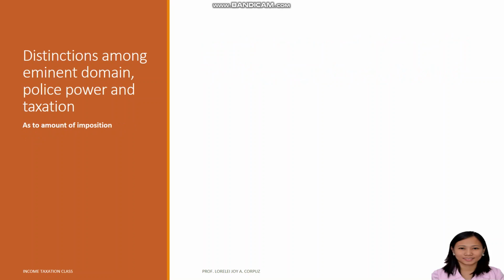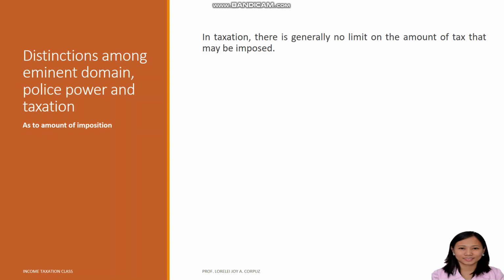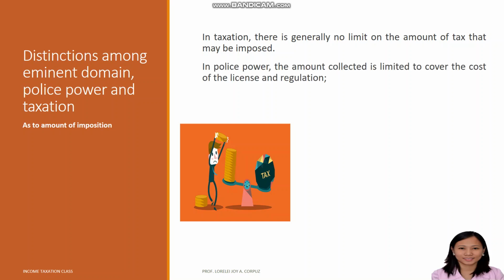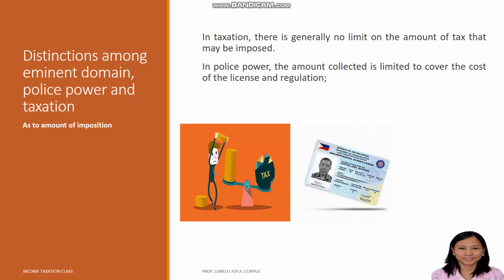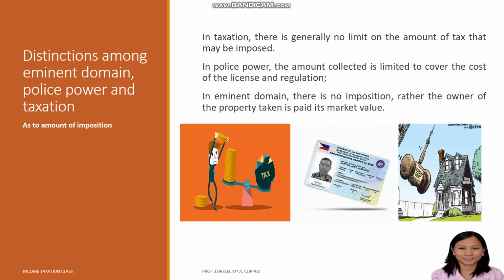Next is the amount of imposition. In taxation, there is generally no limit on the amount of tax that may be imposed. In police power, the amount collected is limited to cover the cost of the license and regulation. So for example, if you're going to apply for a driver's license, kung magkano lang yung amount for registration, yun lang yung babayaran mo. In eminent domain, there is no imposition. Walang ini-impose na amount na babayaran ka. But the owner of the property taken is paid its market value. Kukunin yung property mo, pero babayaran ka ng gobyerno for a just compensation.